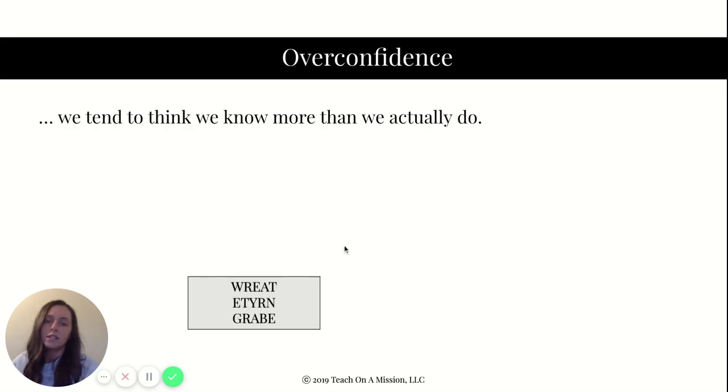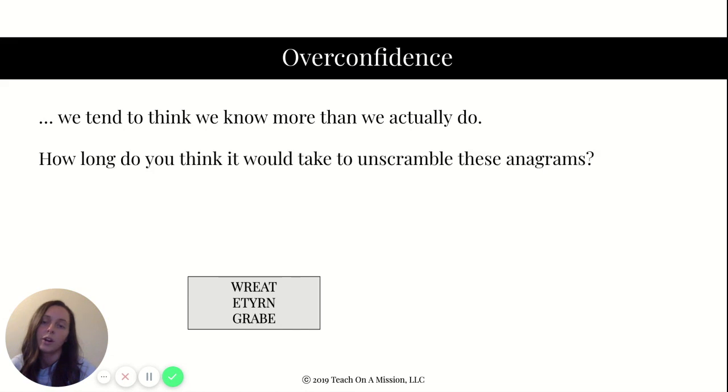Okay, overconfidence. This one is one of my favorites because I see it all the time. Okay, we tend to think that we know more than we actually do. So let's look at these words down at the bottom. They're scrambled. Think to yourself, how long do you think it would take for you to unscramble these anagrams? So you might be thinking, oh, that's easy. I got it. That's going to take me 15 seconds, 30 seconds, a minute, whatever.